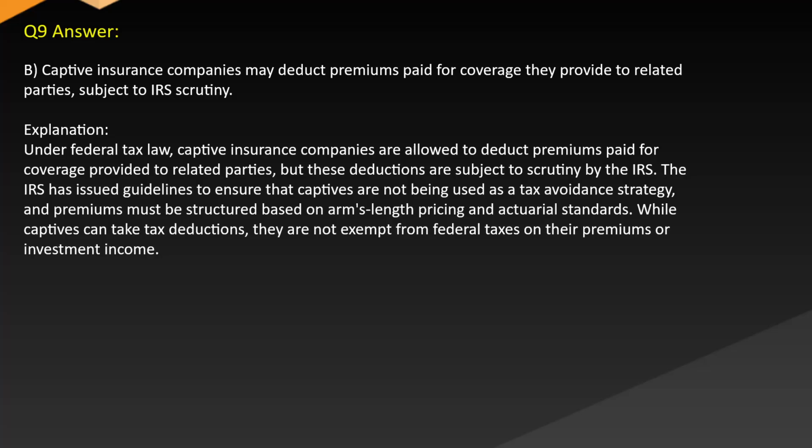Explanation: under federal tax law, captive insurance companies are allowed to deduct premiums paid for coverage provided to related parties, but these deductions are subject to scrutiny by the IRS. The IRS has issued guidelines to ensure that captives are not being used as a tax avoidance strategy, and premiums must be structured based on arm's length pricing and actuarial standards. While captives can take tax deductions, they are not exempt from federal taxes on their premiums or investment income.